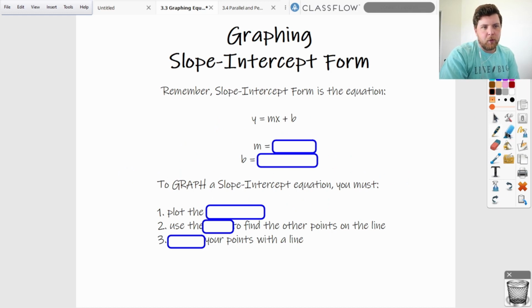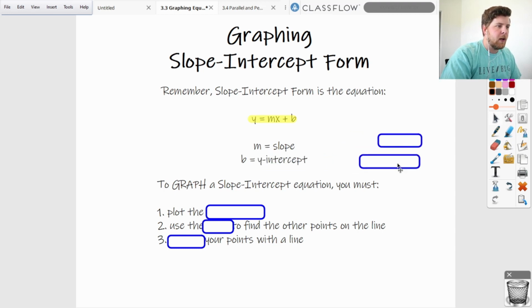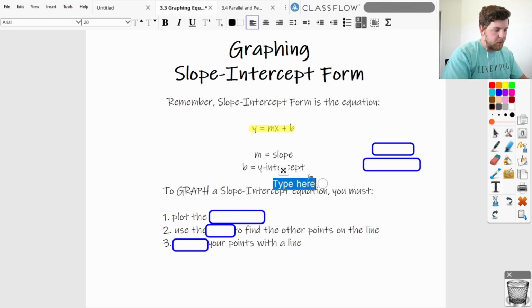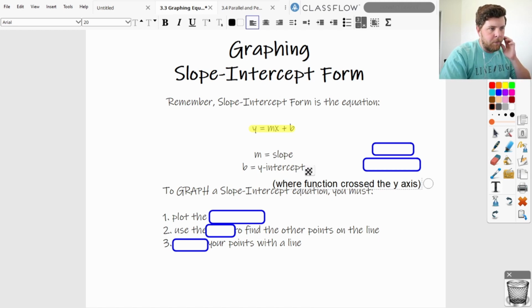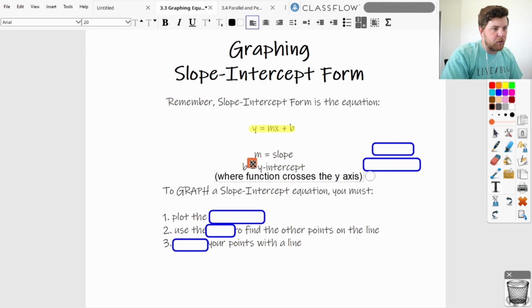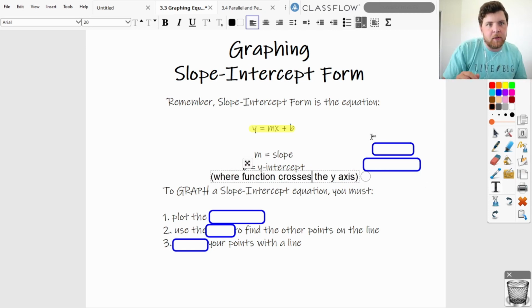Graphing in slope-intercept form is probably what y'all are most used to seeing. It's that go-to, I don't know the answer, so it's y equals mx plus b, okay? And you remember that m represents your slope, and b represents your y-intercept. Now, just make sure that we understand your y-intercept is where your function crosses the y-axis, okay? It's where your function crosses the y-axis, and I'll show you guys some examples here in just a second.